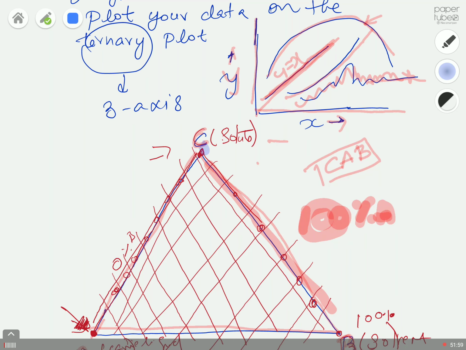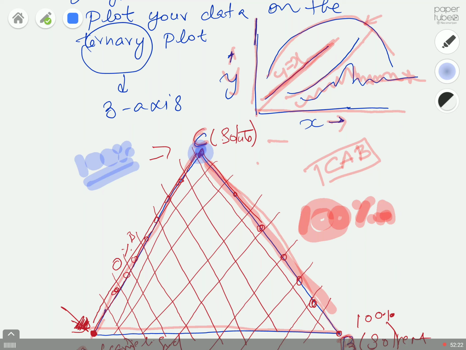So you go to the top here. That value is 100% C. So if your dot is here, and in your equilibrium data you see some value like 0 for A, 0 for B, and 1 for C, that point will be here.